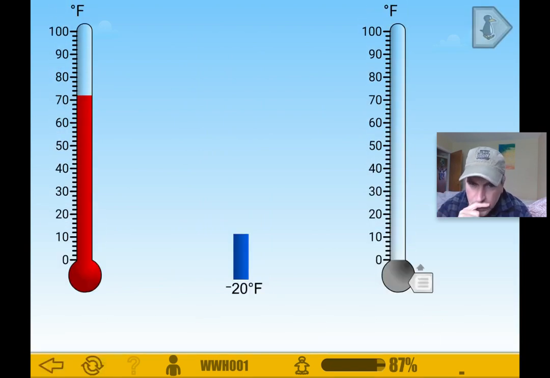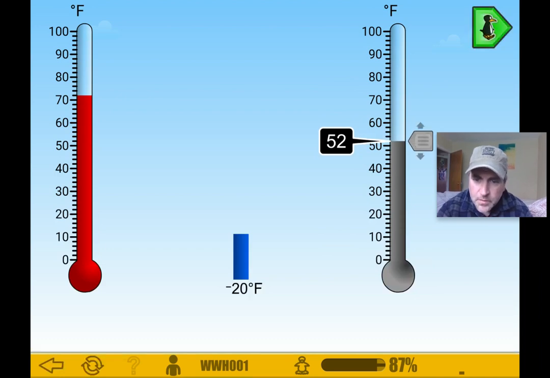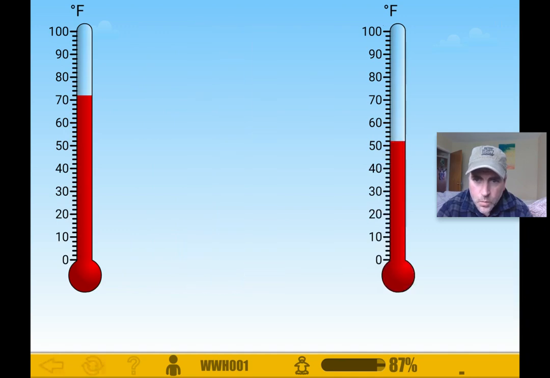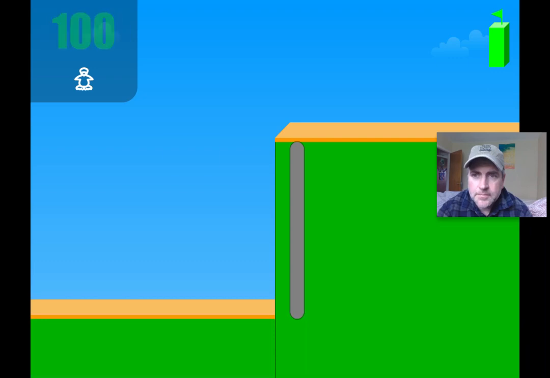Bing. All right. 72 degrees on the left, subtracting 20 degrees, or decreasing our temperature by 20 degrees. 70 minus 10 is 60. 70 minus 20 is 50. Okay, but it wasn't 70, it was 72. So it should be 52 degrees. And voila. That's it. Are we there? Great.